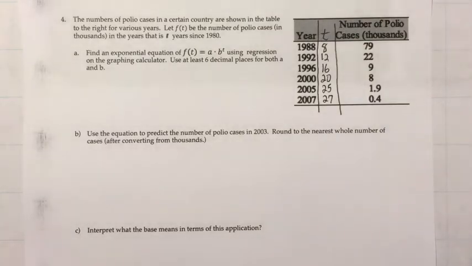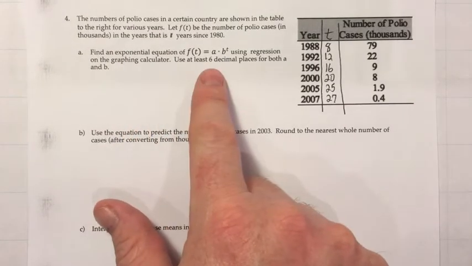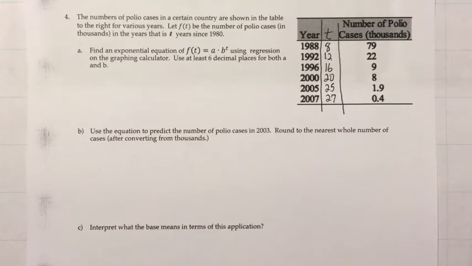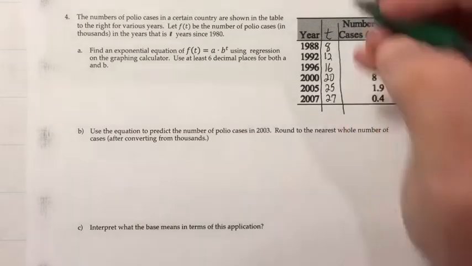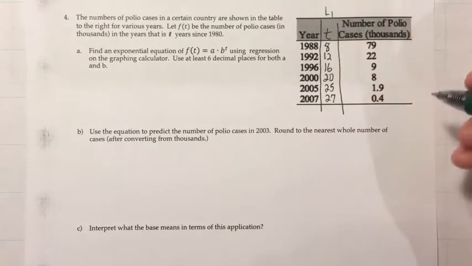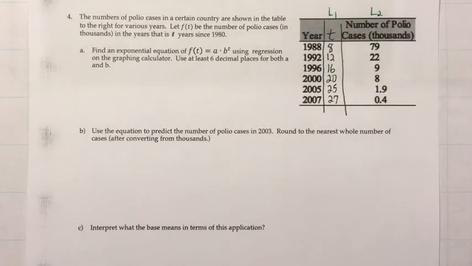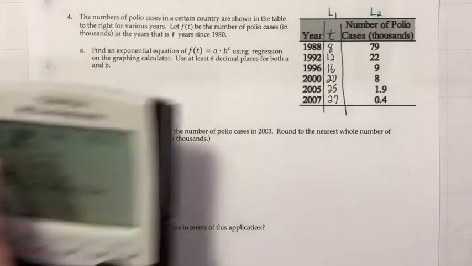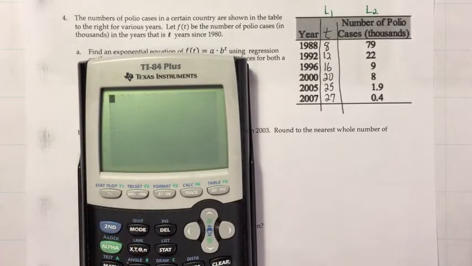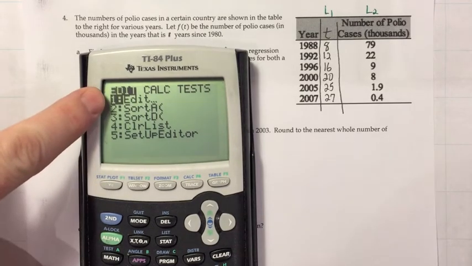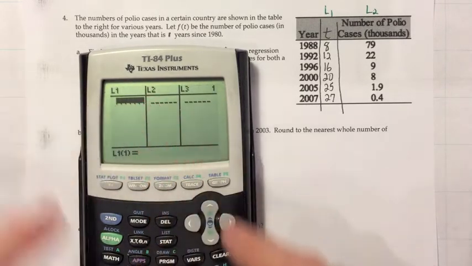So you want to convert those years to values of t as your first step, and we're eventually going to try and find an exponential equation using our graphing calculator and regression. So we're going to want to put this stuff into the graphing calculator. So those values of t will go into L1, and then these number of polio cases we'll put into L2. So that's the next step. So we bring the calculator in. Let me back up here. So I'd hit the stat button to get my options up. Press the edit choice. My columns are empty.